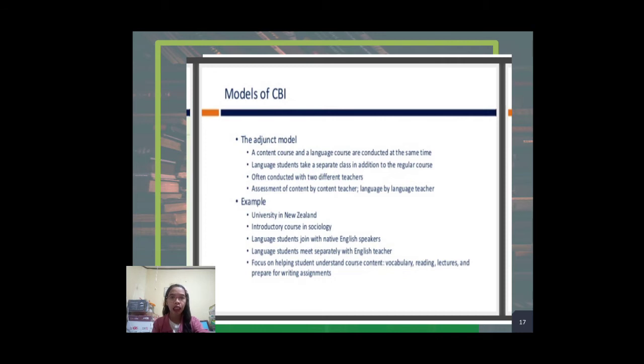Example, in New Zealand. All right, introductory course in sociology. Language students join with native English speakers. Language students meet separately with English teacher. Focus on helping students understand course content by vocabulary, reading, lectures, and prepare for writing assignments.